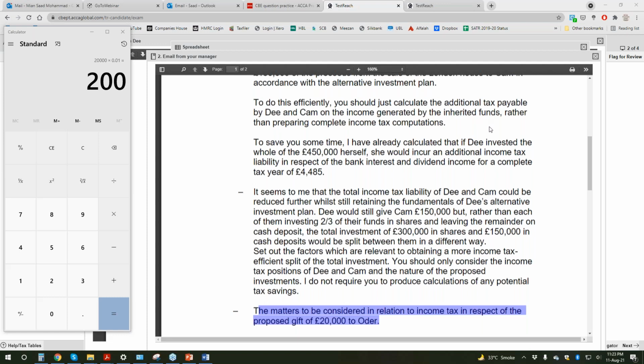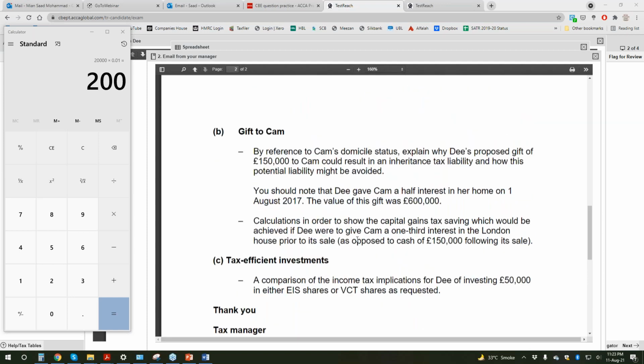So I've done with part A, guys. We have done the part C already. So let's discuss part B now by reference to Cam's domicile status. Okay, so we see that D is planning to gift 150 to Cam and she has already gifted 600,000 to Cam already. But Cam is not a UK domiciled spouse.